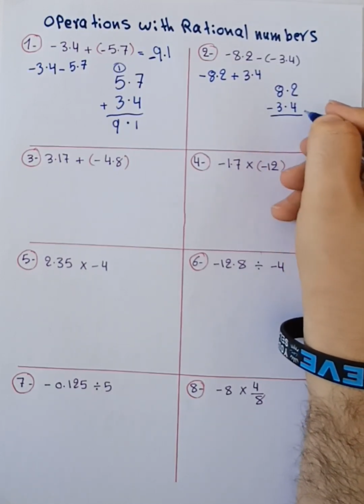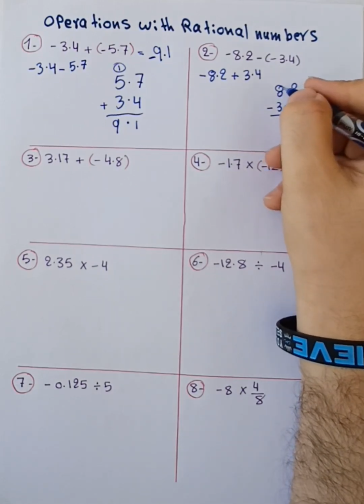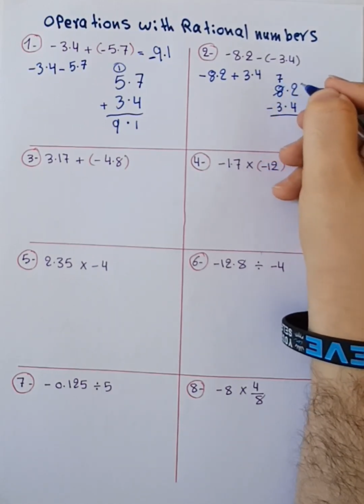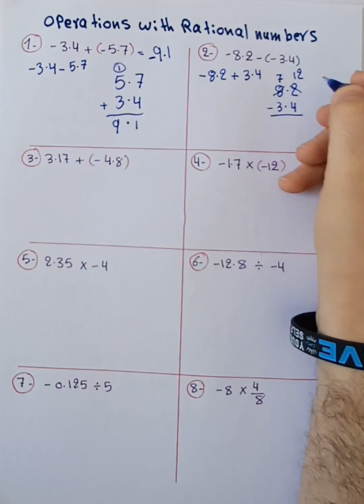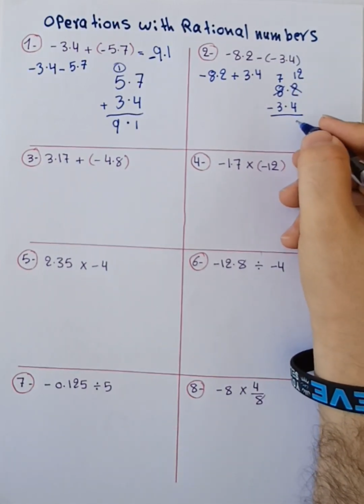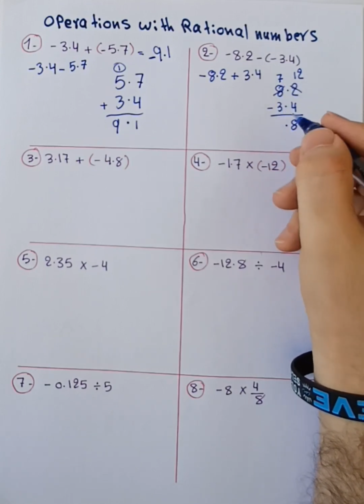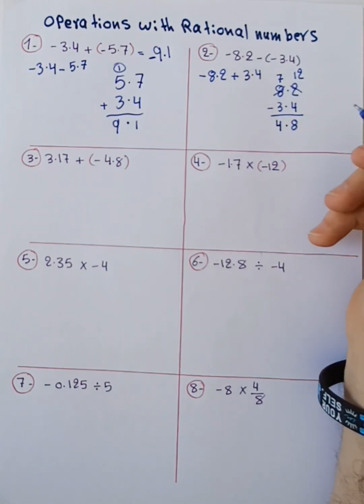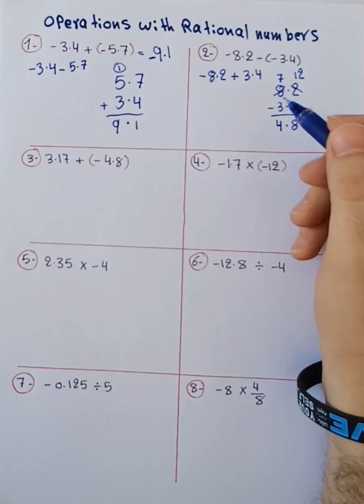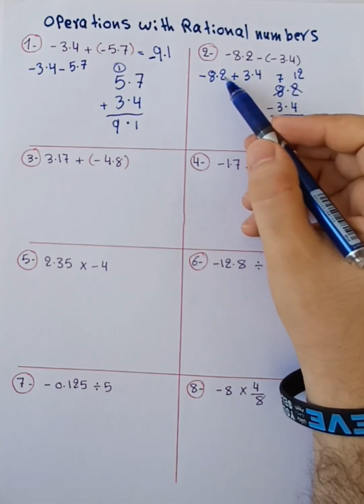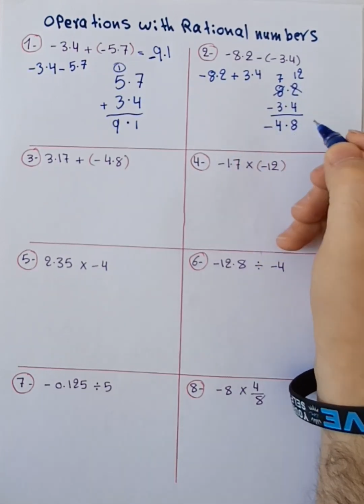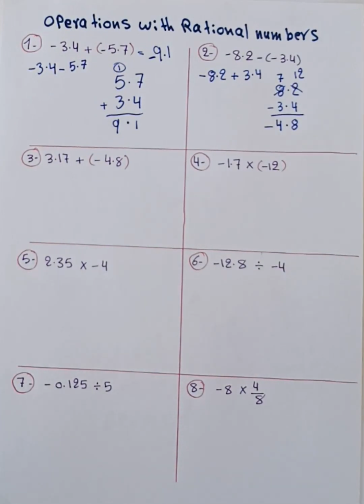2 minus 4, you have to break apart 8. 8 becomes 7 and 2 becomes 12. 12 minus 4 is 8, and the decimal point, 7 minus 3 is 4. And then you have to write the sign of the large number. The large number is 8.2 and it is negative, so the difference is negative 4.8.